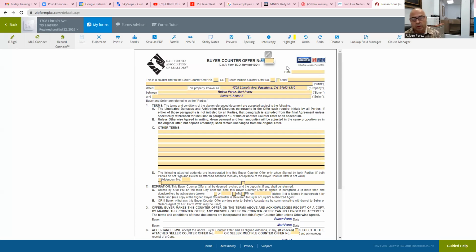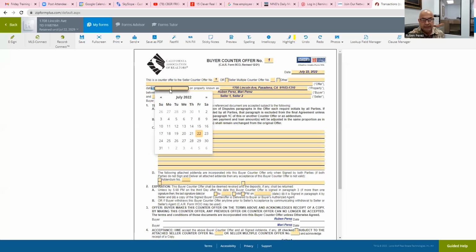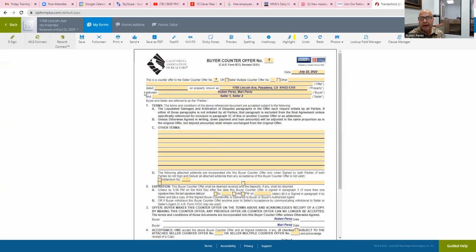So if you are going to respond to the seller wanting to ask for a change in the seller's counter offer, you would counter back as buyer counter offer number one. And that is going to be the counter offer to the seller's counter offer number one. And that's also going to be today's date, or the date that you prepare it. And then this date over here is going to be the date of the actual counter offer that you're countering back on. And then this is just the basic information.